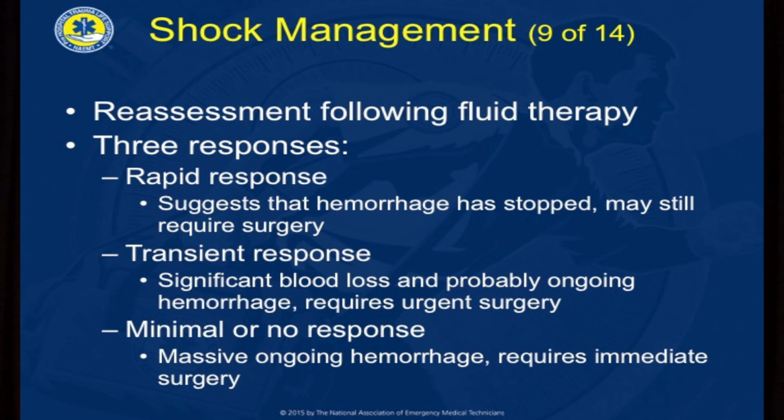If you see a transient response, meaning it kind of improves but then starts to go away again, they're probably still hemorrhaging. You've temporarily fixed the blood pressure issue, but there's still hemorrhage there and they definitely are going to end up in surgery. And if you see no response at all, you have done nothing for them, they are still bleeding out, and you've really got to get them to the hospital quickly so they can get treated properly.